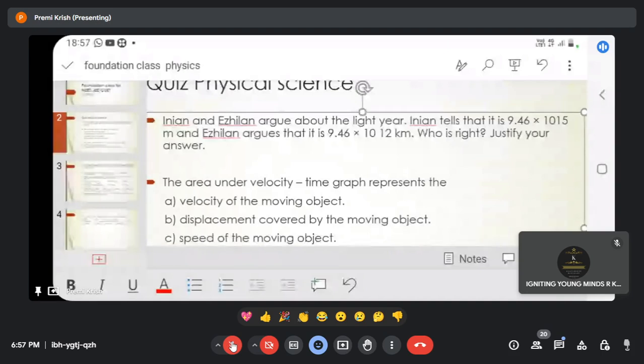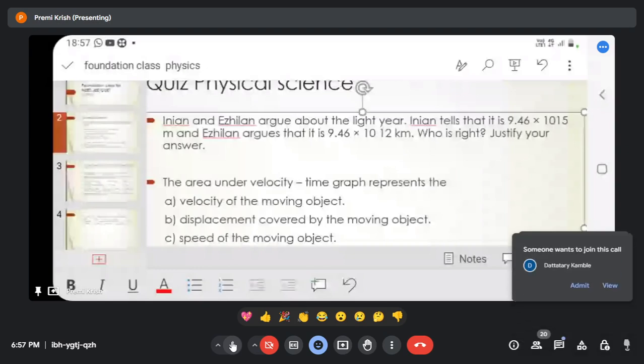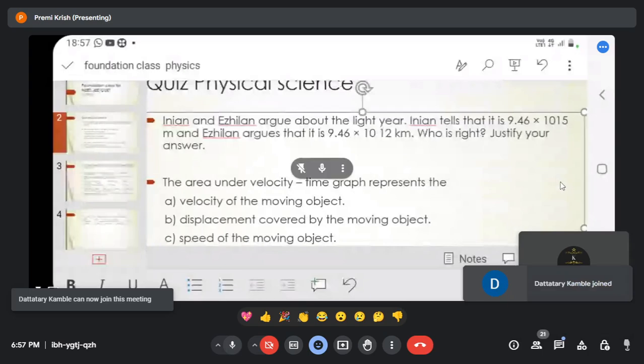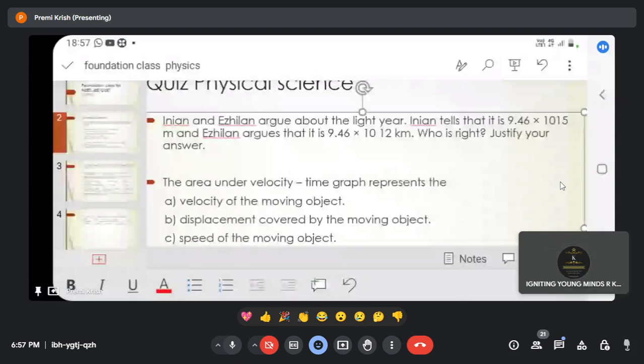Any one of you just unmute and say. Now you can go to the third question. Third question is not visible. No, sir, not the third question, meaning what is light year? That's the first question. You are asking the answer for the first question? Yes, sir. Children, can you explain what is a light year? Can you give your answers for the first question?